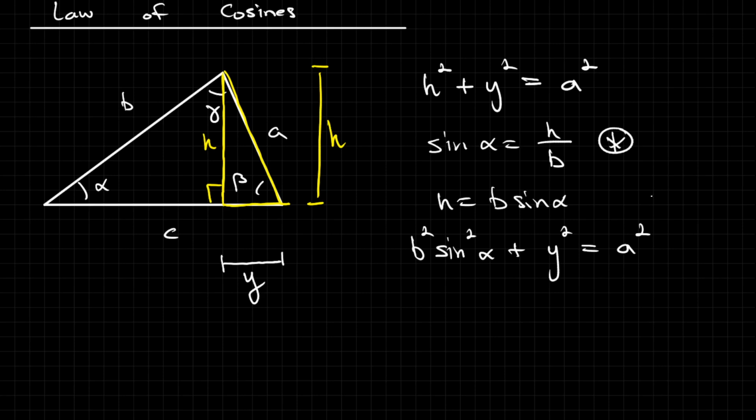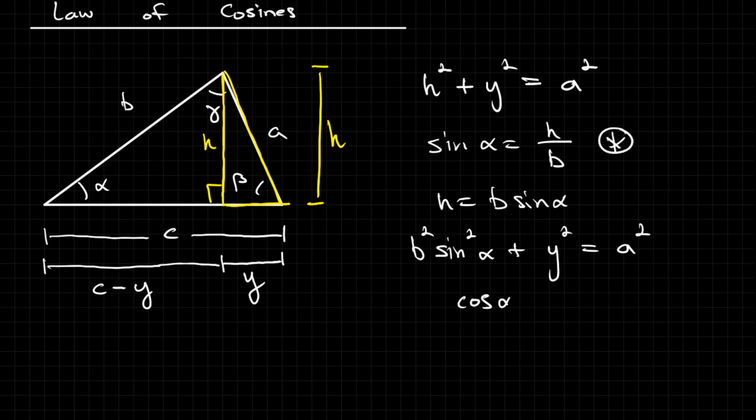Okay, so now I have this y in here, and y wasn't originally there, so I want to get rid of it. So I know that this length here is c, and this length is y, so this length here is going to be c minus y, because if you take c minus y and add y, you get the total length of c here. And also, cosine of alpha is c minus y over b. So cosine of alpha equals c minus y over b.